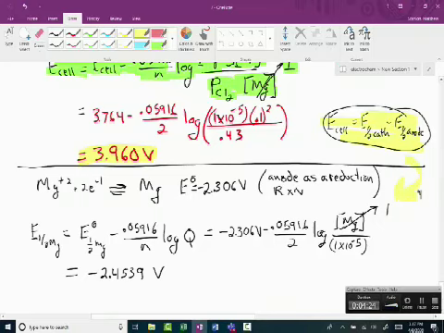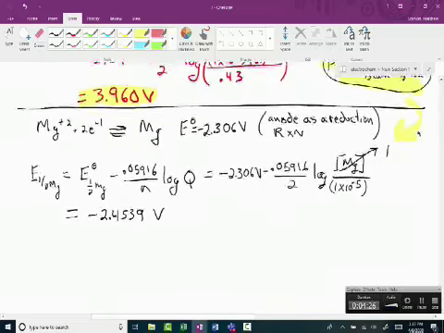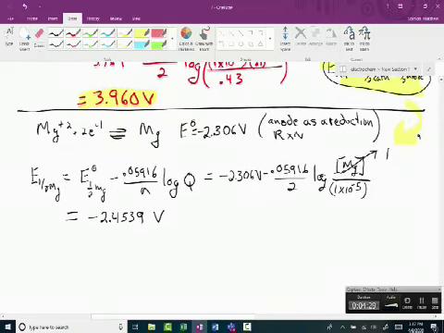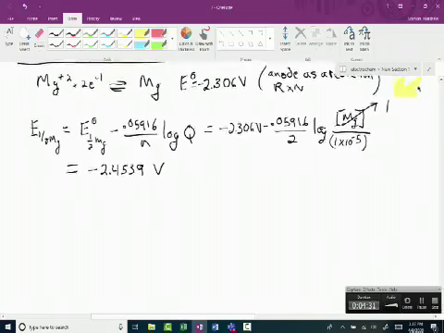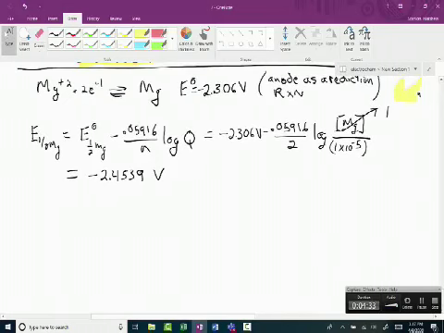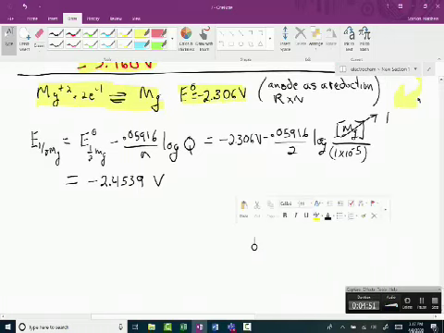Alright, so make sure you write down that 3.960 volts. The first thing I did was I set up my magnesium. Notice it's written as a reduction. I know it's undergoing oxidation, but when you do it this half cell method, you've got to do it as a reduction. Everything's reduction. E naught is negative 2.360 volts, and I set up my equation.